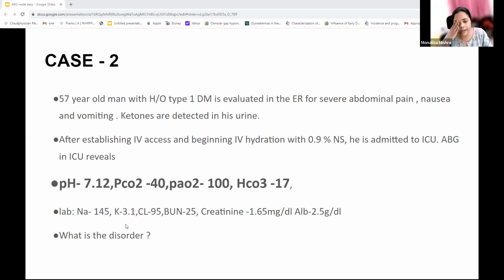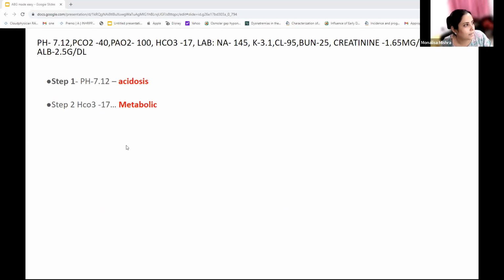As you all identified, the first step is that the primary disorder is metabolic acidosis. Okay, this is clear. Step one is always identifying if it is acidosis or alkalosis. Everybody identified it as acidosis. Then step two is identifying if it is metabolic or respiratory, and because the bicarb is low here, it is metabolic acidosis. You all identified this, very good. Now you have to find out what the compensation is. As we all read, the opposite of metabolic acidosis is respiratory alkalosis.